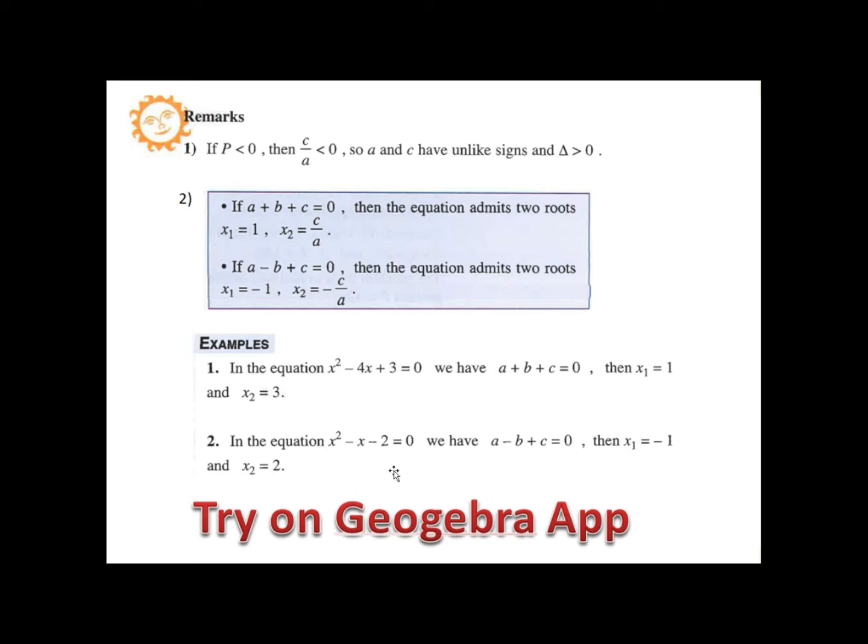We checked also during the class period on GeoGebra application many equations and we got the same result. Also, you can download the GeoGebra application on your smartphones or software in your computer, and you can check and draw many graphs or many equations. You can check it by yourself.